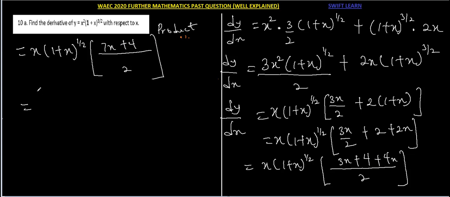So I think we've gotten our final answer now. Yeah, sure, we've gotten our final answer. So what is our answer now? Our answer is, let me write it in a better way. Our answer is x divided by 2 bracket (1 + x)^(1/2) bracket (7x + 4). Yeah, that's our answer.